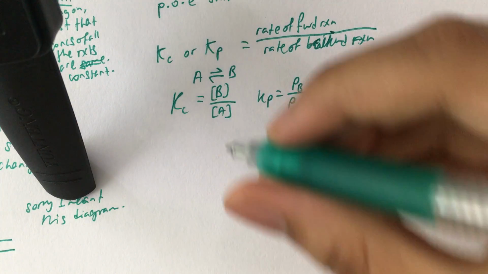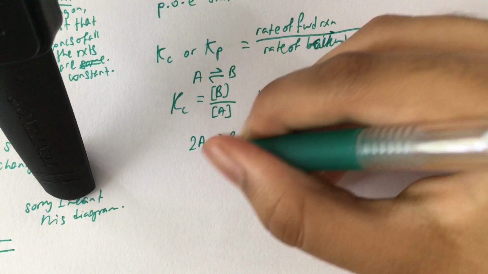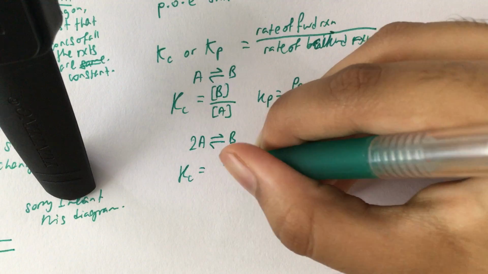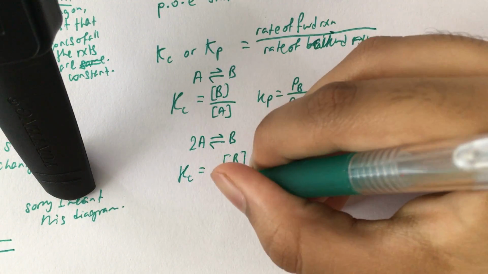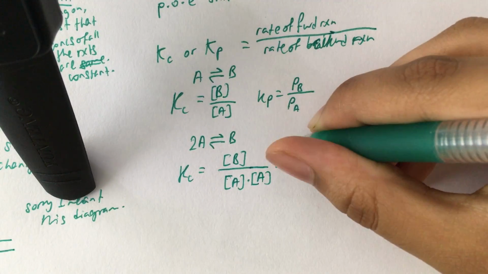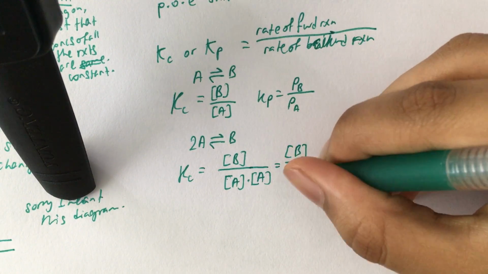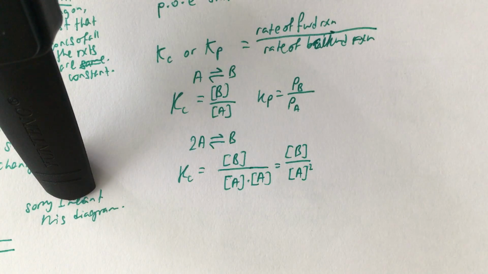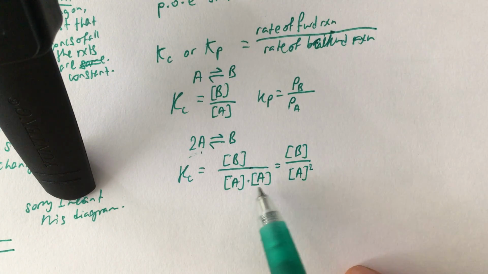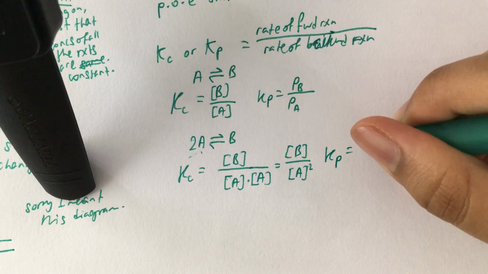Yeah, so for Kp, we are looking at partial pressure, because partial pressure is pretty much like concentration. You know what partial pressure is, so you can do that similarly. In our A to B scenario, you would be writing it as partial pressure of B over partial pressure of A. And when the coefficient is not 1, as in our 2A becoming B scenario, then our Kp would instead be partial pressure of B over partial pressure of A squared.